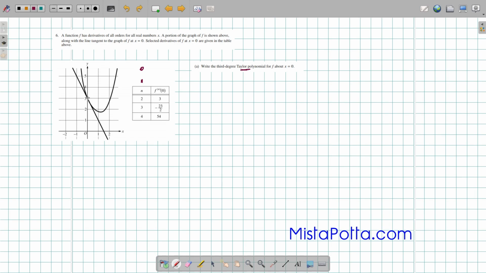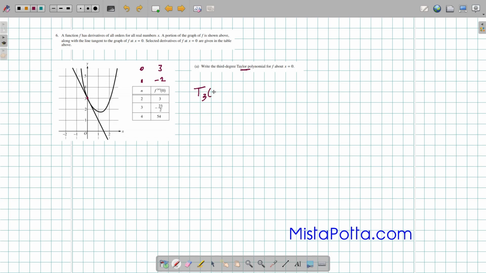At x equals 0, I'm passing through the point (0, 3). And at x equals 0, my slope is going to be this line here, which goes down 3. Actually, it goes down 2 and over 1. So that would be a slope of negative 2. So my first derivative is negative 2. And now I'm ready to write a third degree Taylor polynomial.